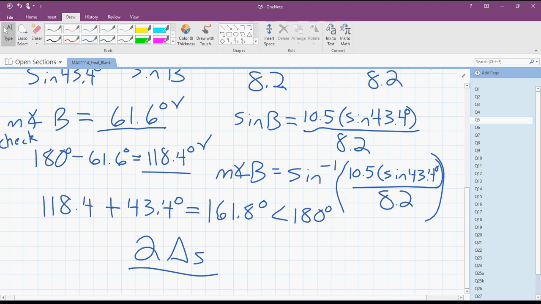All right. Any questions on this? I promise you there is only one ambiguous case on here, and that's it. The only ambiguous case is trying to figure out if you have 0, 1, or 2 triangles.